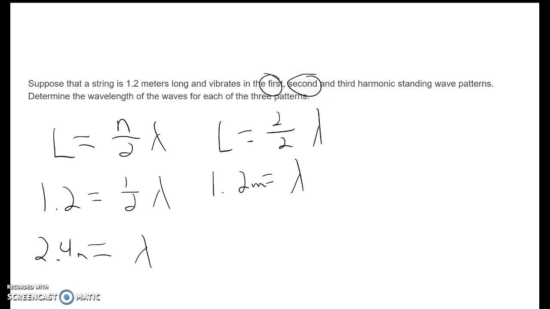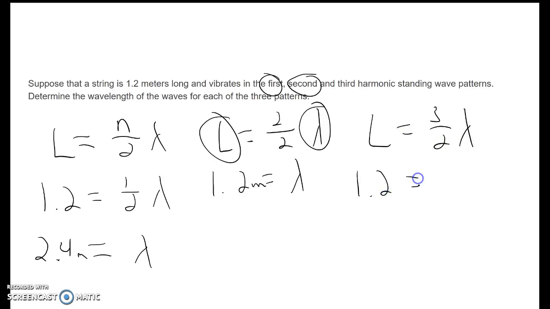There's a thing there. Our second harmonic, the length is going to be the same as the wavelength, because it's a single wave. 2 loops would be a single wave. And now a third harmonic would be here. 1.2 is equal to 3/2 wavelength. Okay, we're going to divide by 3/2 or multiply by 2/3, however you want to do that. But we get 0.8 meters as our wavelength. So as we increase harmonics, our wavelength gets smaller.